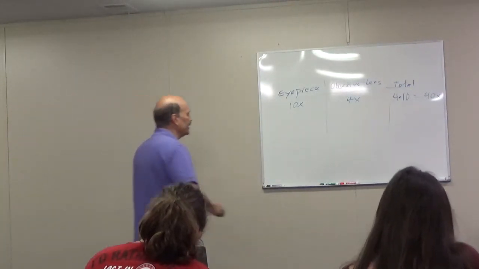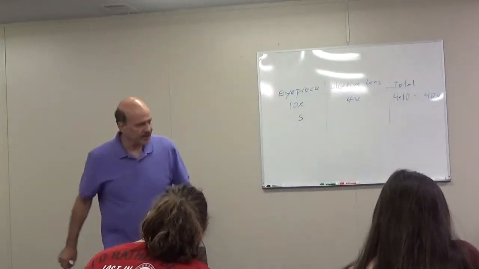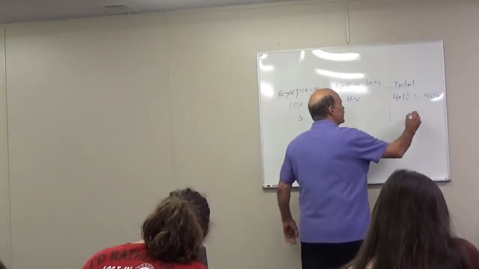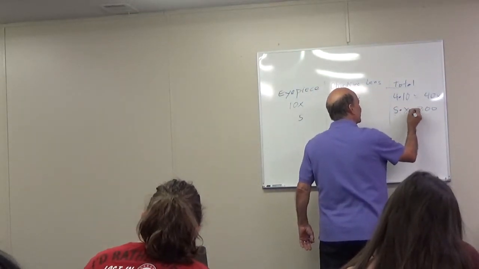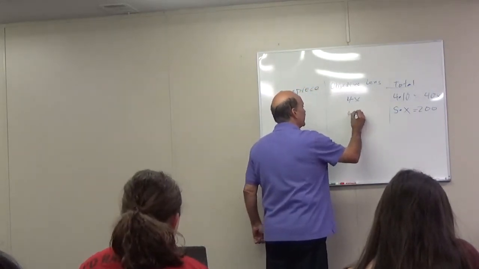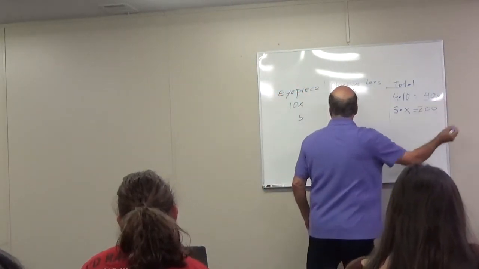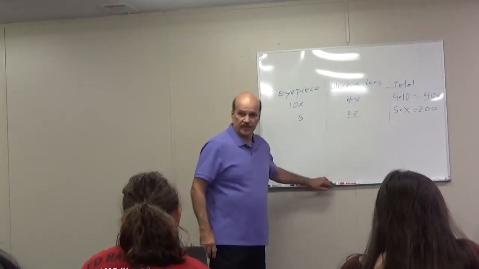Now on the second one, they said 5 and then 200 here. So you're asking yourself, 5 times what is going to be 200? 40. So then you'll put in 40 here. And that's all there is to doing these. That's how magnification of the microscope or telescope works.